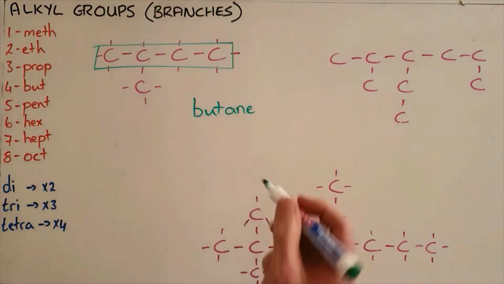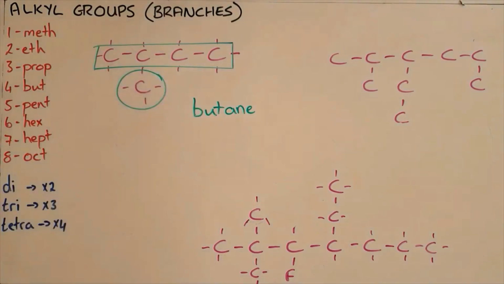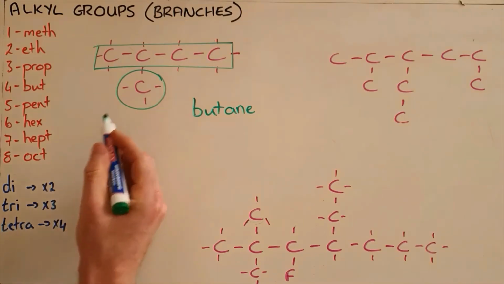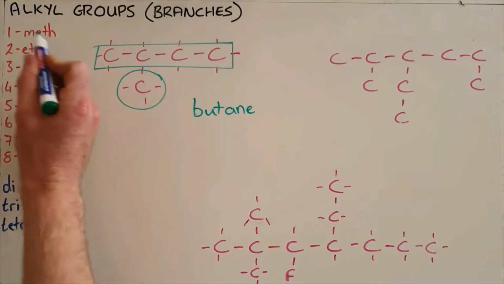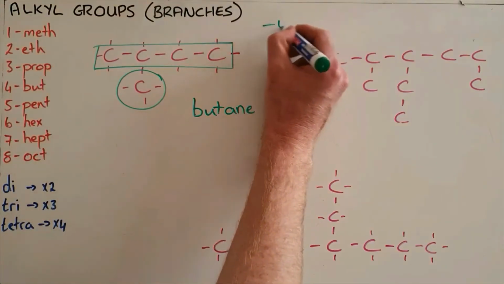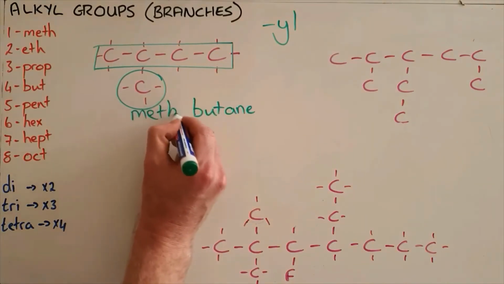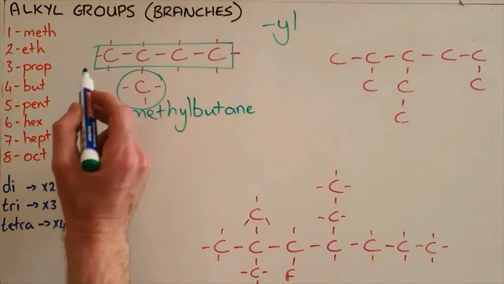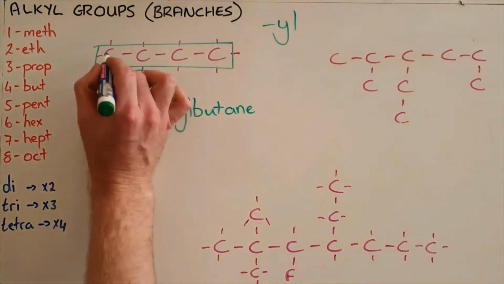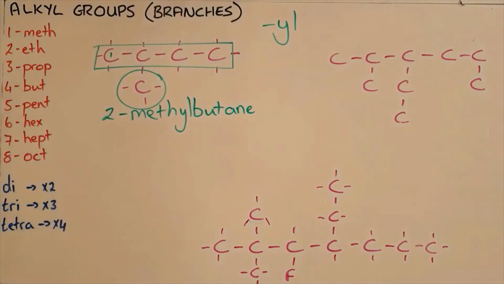the suffix ane, butane. And now what we can see is that there is a single carbon that is attached to that main chain. And so that single carbon gets the same prefix that a single carbon chain would get, but now because it is a branch, it gets the suffix yl. So this would then be called methyl butane, and that is all one word. What is once again important is to indicate the position of that branch, and we always count from the side that makes that number as small as possible. So if this is carbon number 1, then this would be 2-methyl butane.